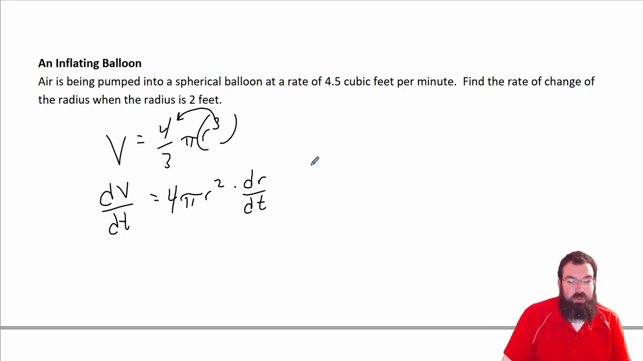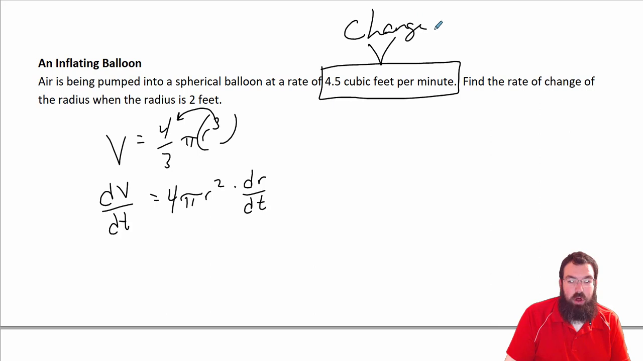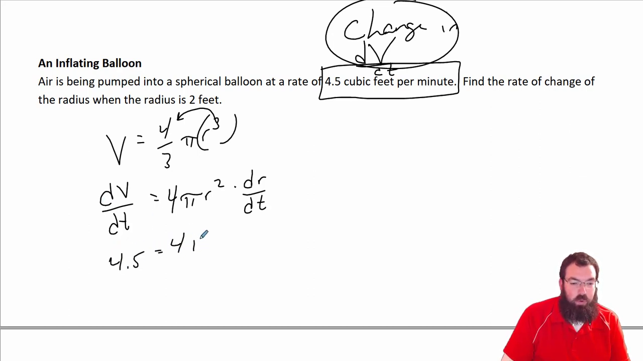Now, what else do we know? We know that air is being pumped in at 4.5 cubic feet per minute. This is the change in volume. So because it's the change in volume, that's our dv dt, right? And so I'm going to plug that 4.5 in on the left. I get 4 pi. Well, we know r now is 2, so I'm going to plug that in.